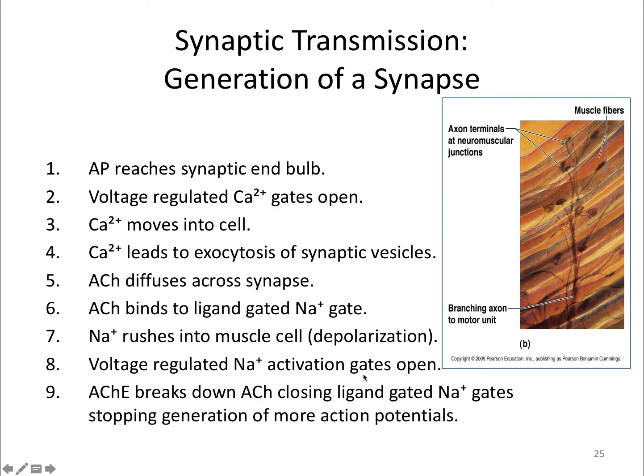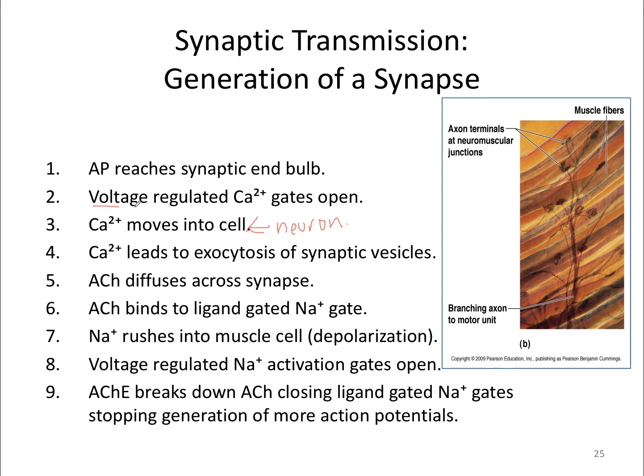Okay, so generation of a synaptic transmission. First, we have an action potential, and that reaches the synaptic end bulb. Voltage-regulated calcium channels open, and calcium moves into the cell. Now I want to make sure that we note that it is the neuron specifically.